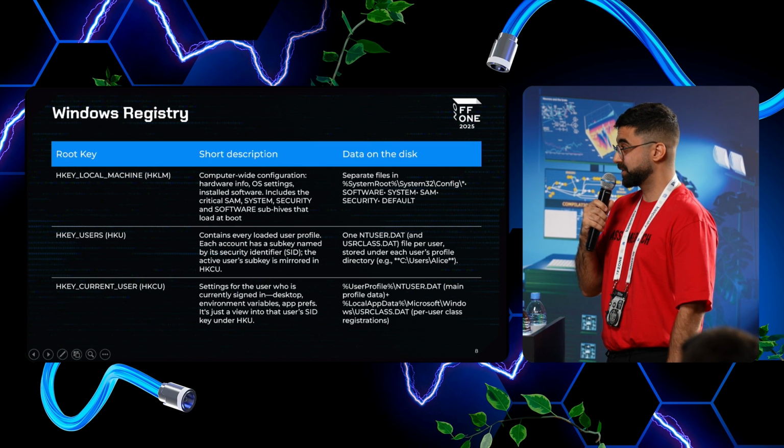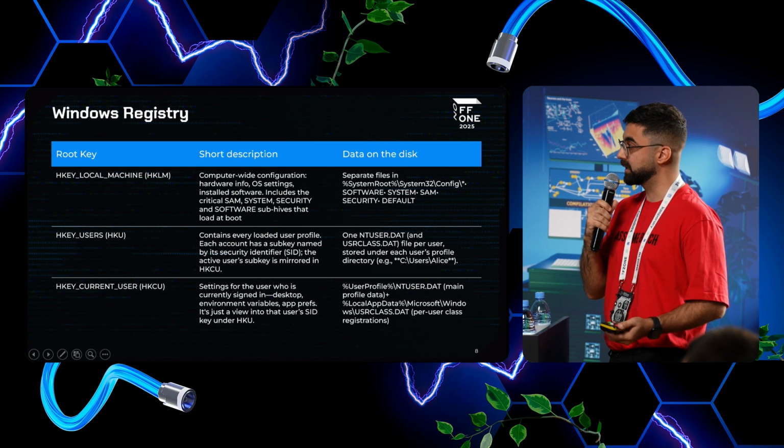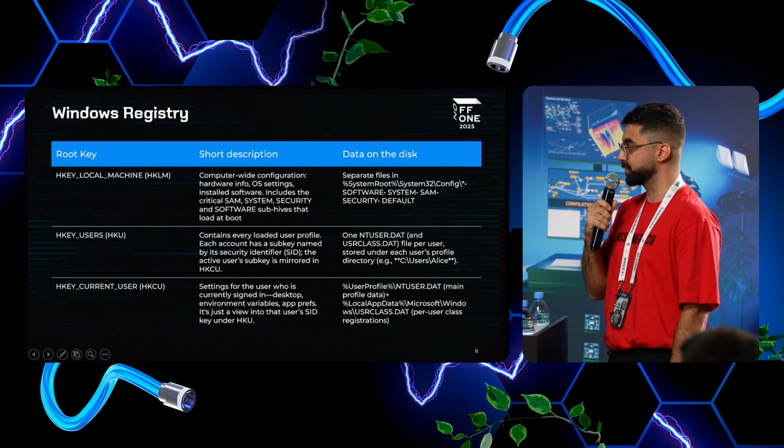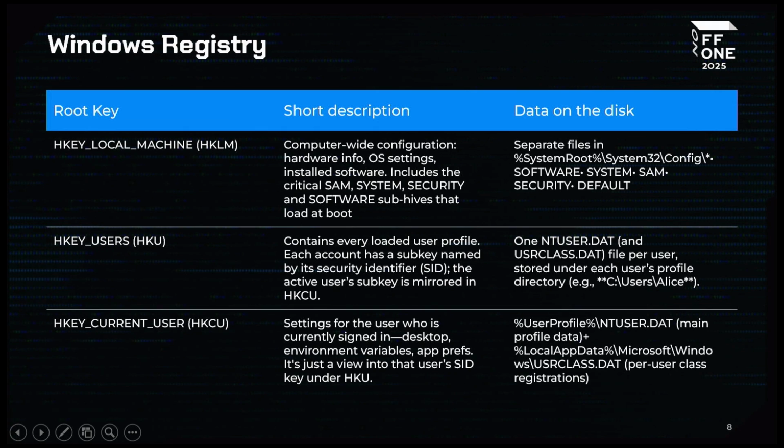We have many root keys. We'll concentrate on 3 of them. The first one is called HKLM, or HKEY_LOCAL_MACHINE, which is actually the main key inside Windows. Under it, you will find information about hardware, operating system settings, and, most important for us, the users' credentials and the Windows secrets. And this key is represented on the disk by multiple hives.